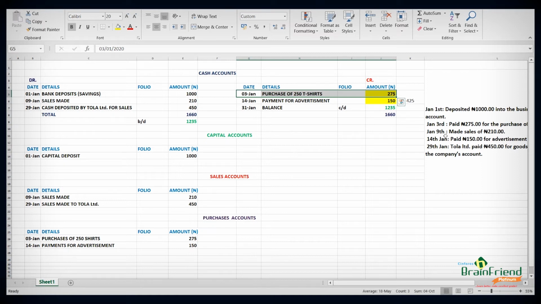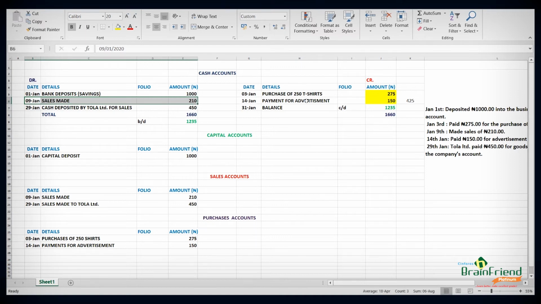On the 9th of January, the firm made sales to the tune of 210 naira. That's money inflow. It means money came into the account, cash inflow. So you capture that under the debit side of the account. So you have 9th of January, sales made 210 naira.